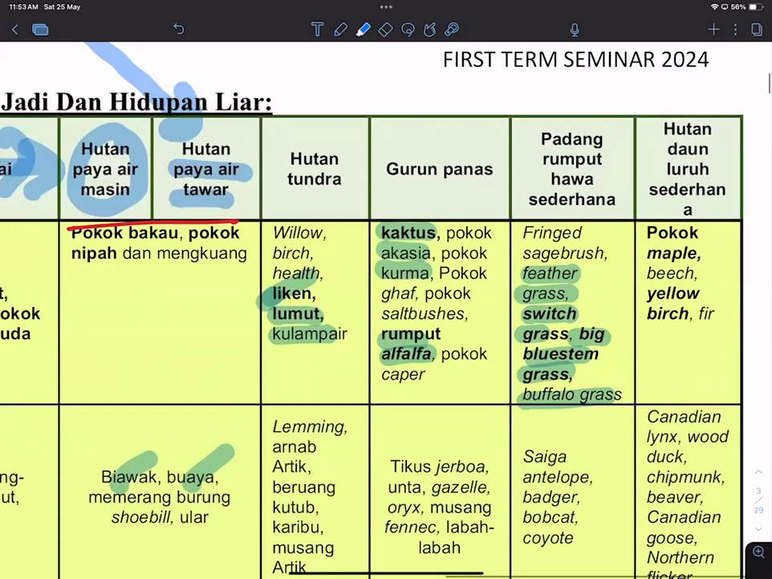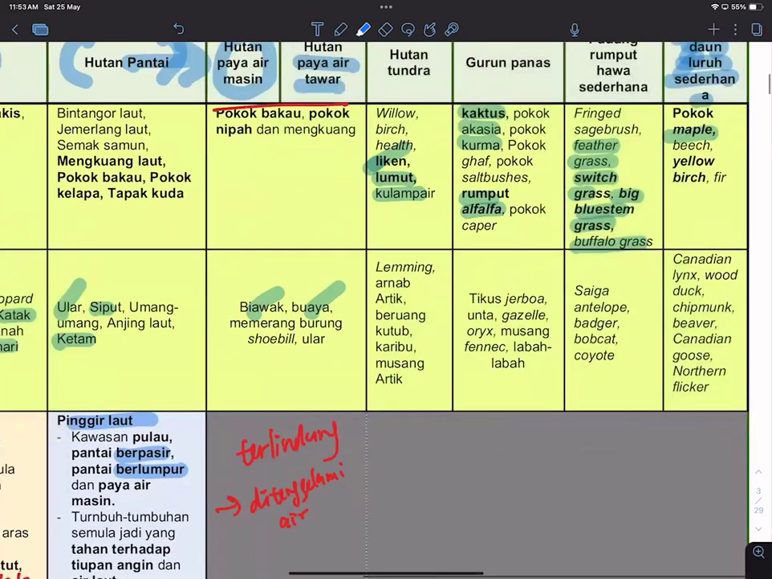So for hutan daun lurus sederhana, remember the HDL, HDL. We are trying to memorize the maple tree for North Korea, North Japan, Hokkaido, and then North China. Okay, just one pokok maple. That's it. Okay, so all the remaining animals.